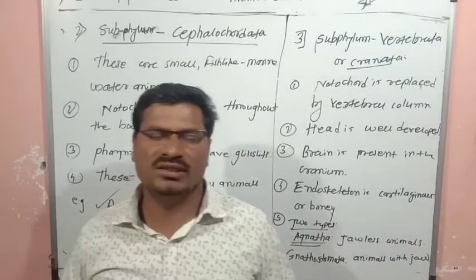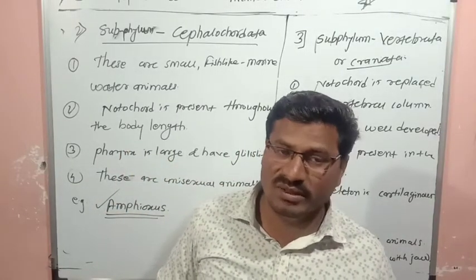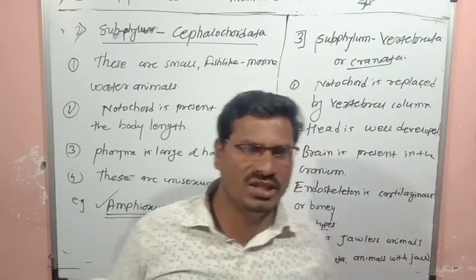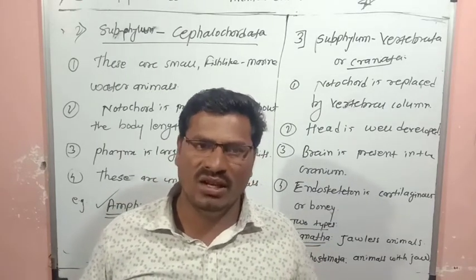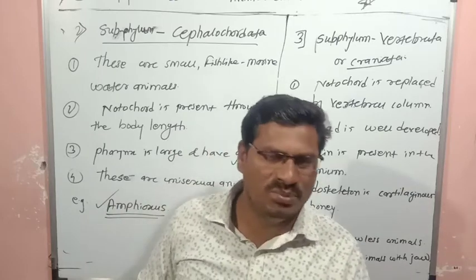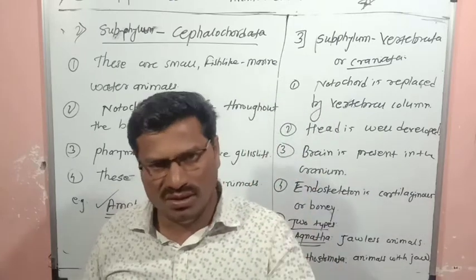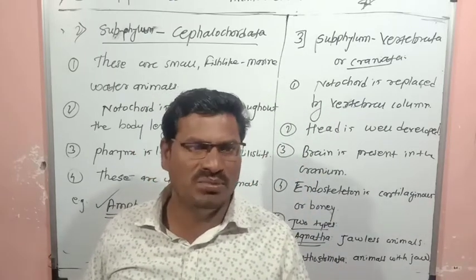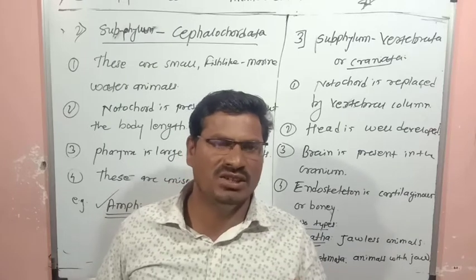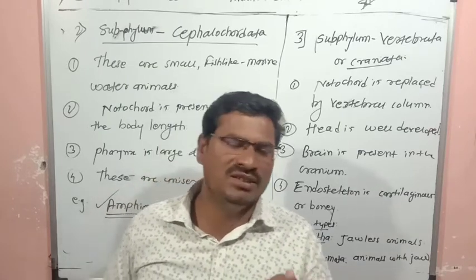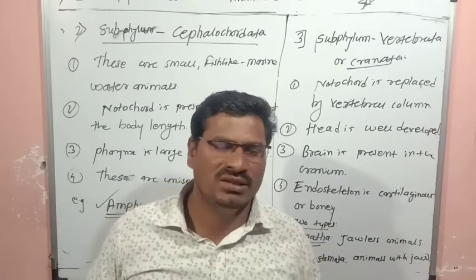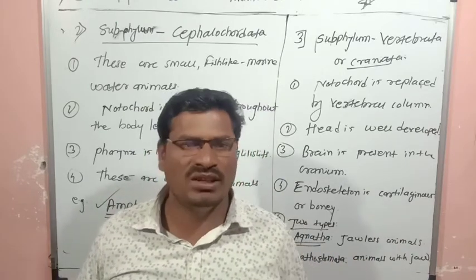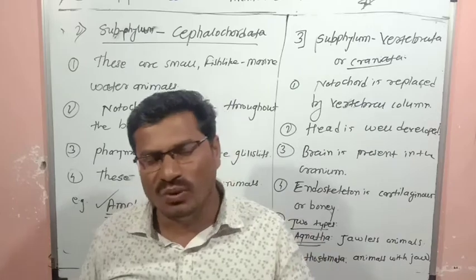We are learning lesson number 6, animal classification, and in the last video we studied Chordata, phylum Chordata. Phylum Chordata is divided into three subphylums. Which are those three subphylums? First is Urochordata, second is Cephalochordata, third is Vertebrata.